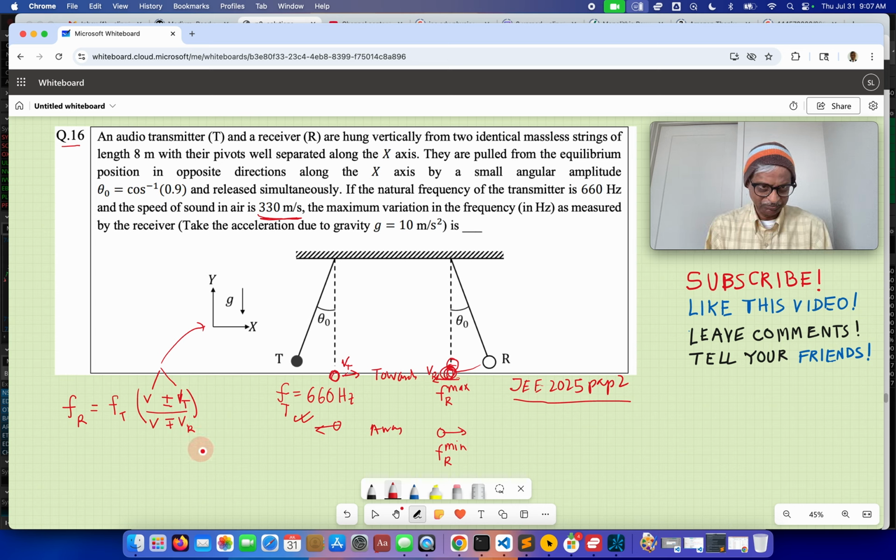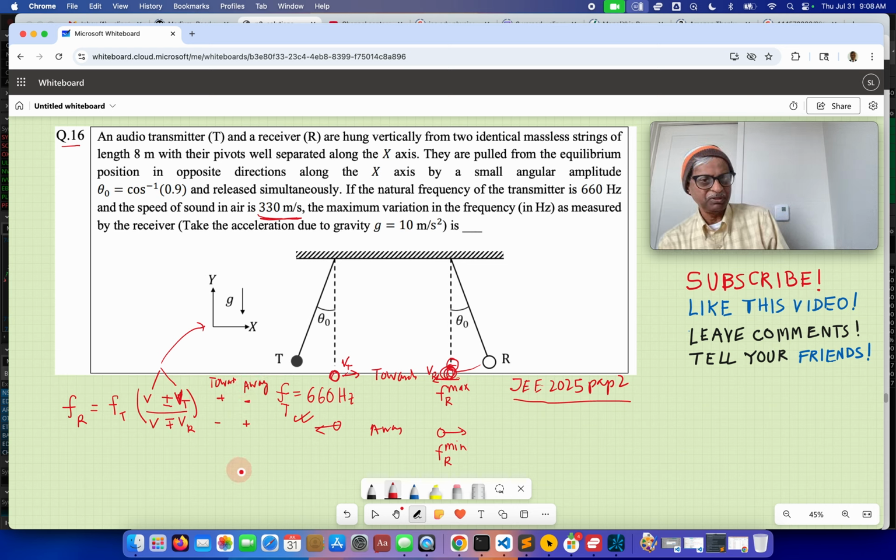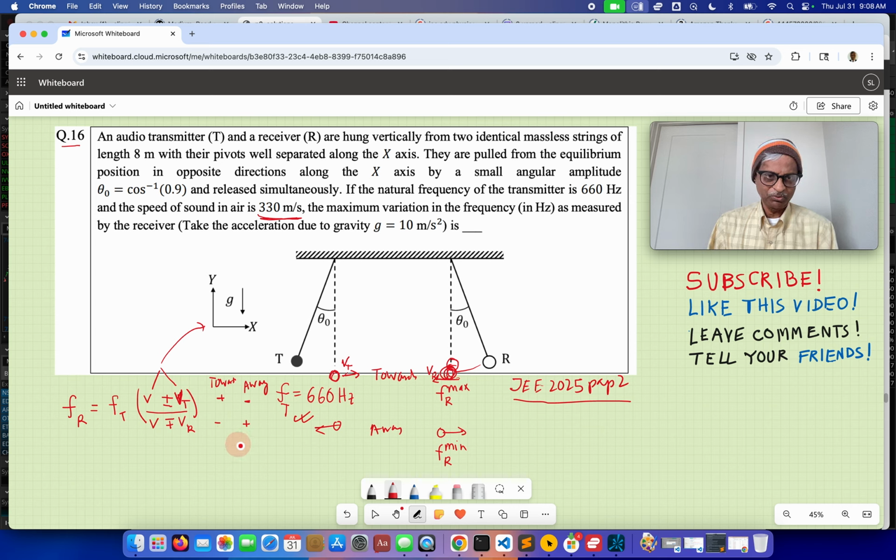So these values are speeds, and the plus here and the minus here, this combo will be when towards, and this minus and this plus will be the away combo. So just remember it.